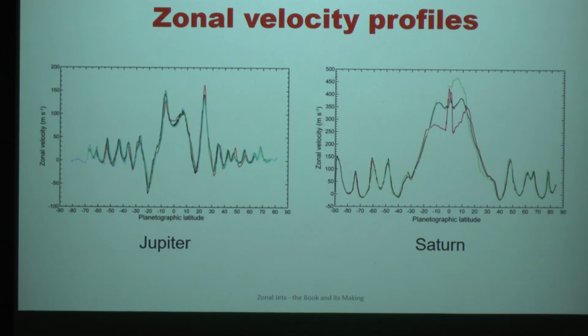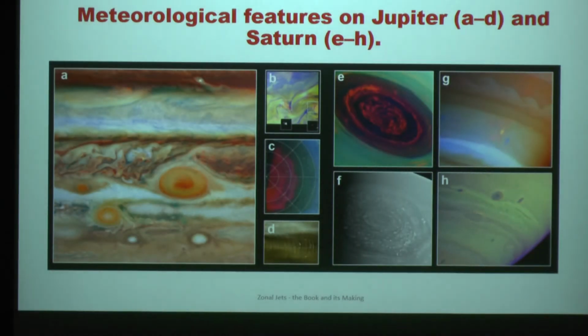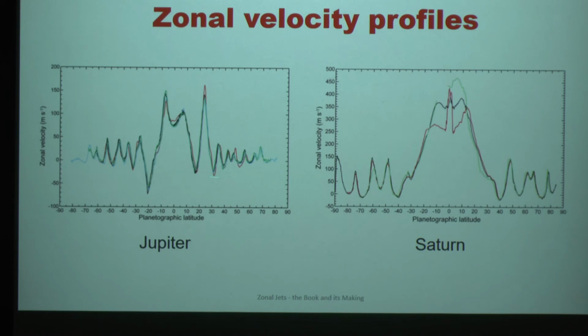On Jupiter, zonal equatorial velocity is about 150 meters per second. On Saturn, it can go to about 400 meters per second. And all these wiggles are zonal jets. We have about twice as many jets on Jupiter as we have on Saturn.